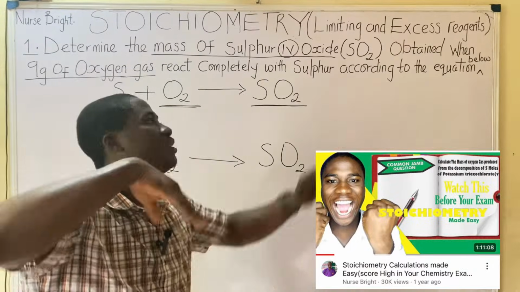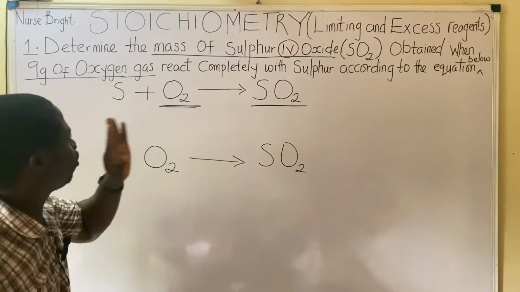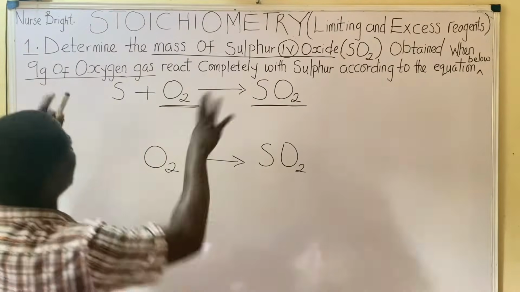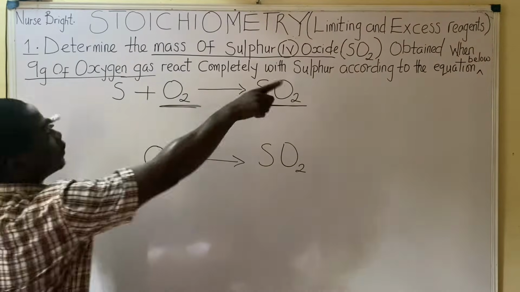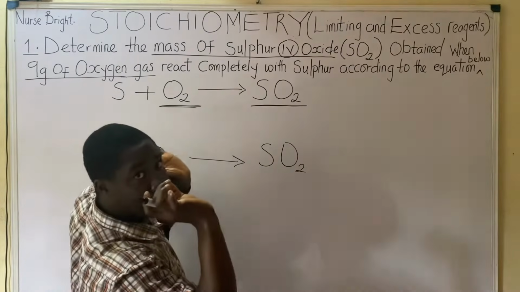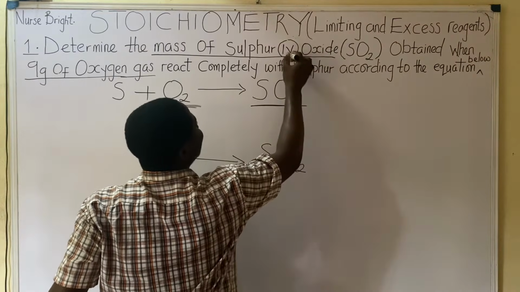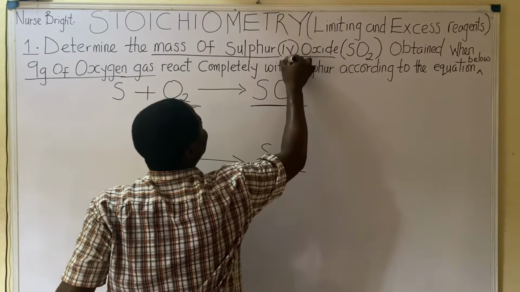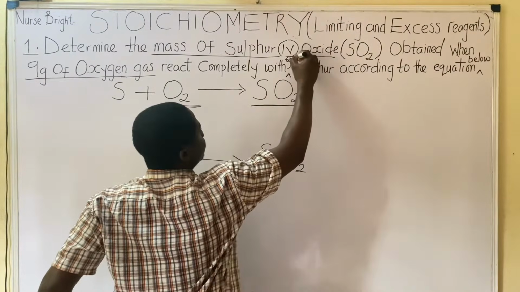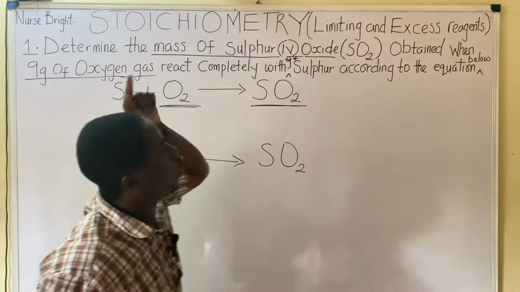In my video on stoichiometry, I've explained this many times. Are you following me? So I'm going to say something. Let's say this question is on limiting and excess reagent. It's going to be in this format: obtained when 9 grams of oxygen gas react completely with, for example, this is not the question, react completely with, let's say, 6 grams of sulfur. React completely with what? 6 grams of sulfur.